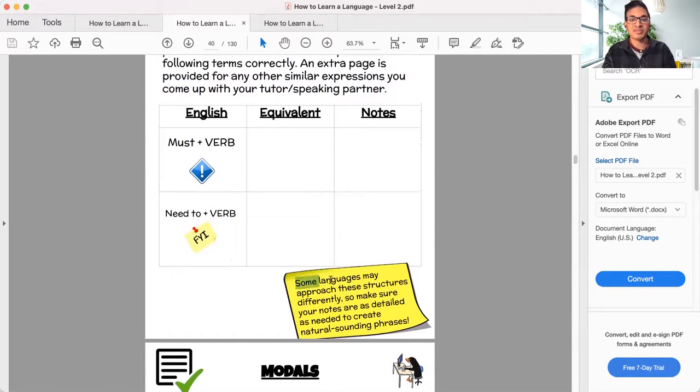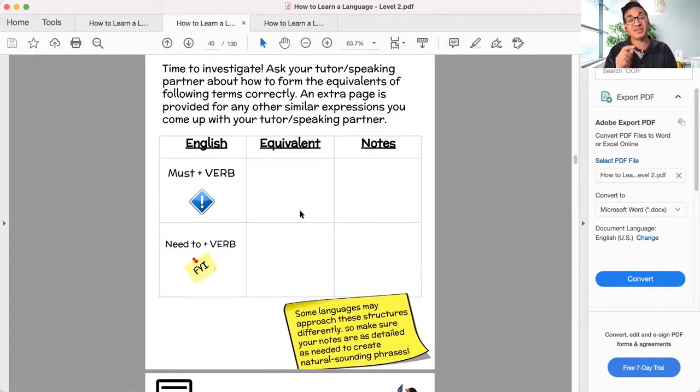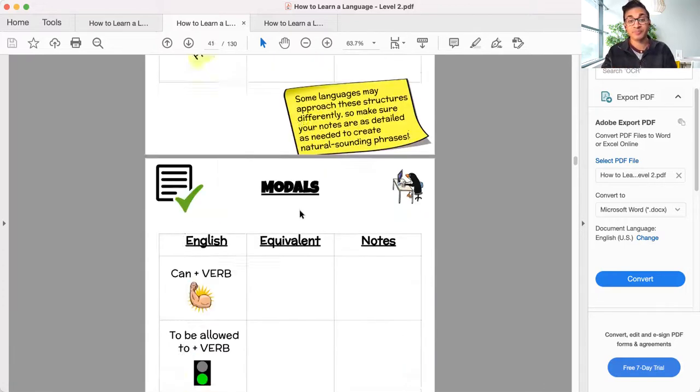As a final reminder, some languages may approach these structures differently, so make sure your notes are as detailed as needed to create natural sounding phrases. This is going to be really important because, boy oh boy, I have a funny feeling depending on the language, this might get pretty complex. Some languages might be a little easier, but imagine if you're learning French and your tutor tells you something like "il faut que je fasse", that's going to throw your brain for such a loop. So be mentally prepared here, and you may skip some things and come back to them later because it's just way too hard.